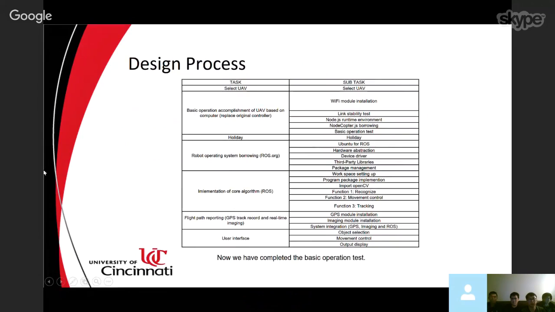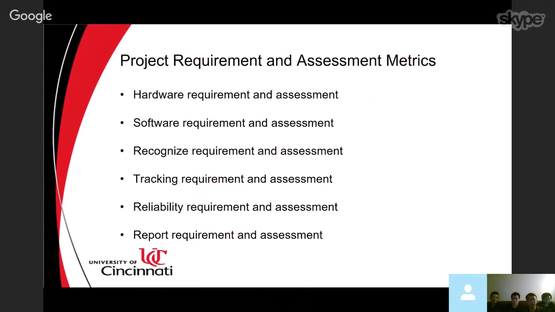Next, I will introduce our design process. Now we have completed the basic operation test. Next, my teammate Lucy will introduce the project requirements and assessment metrics.